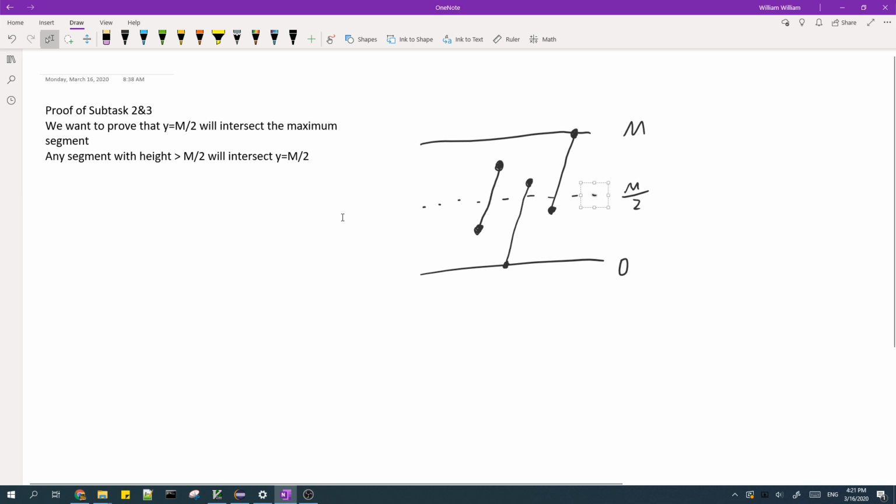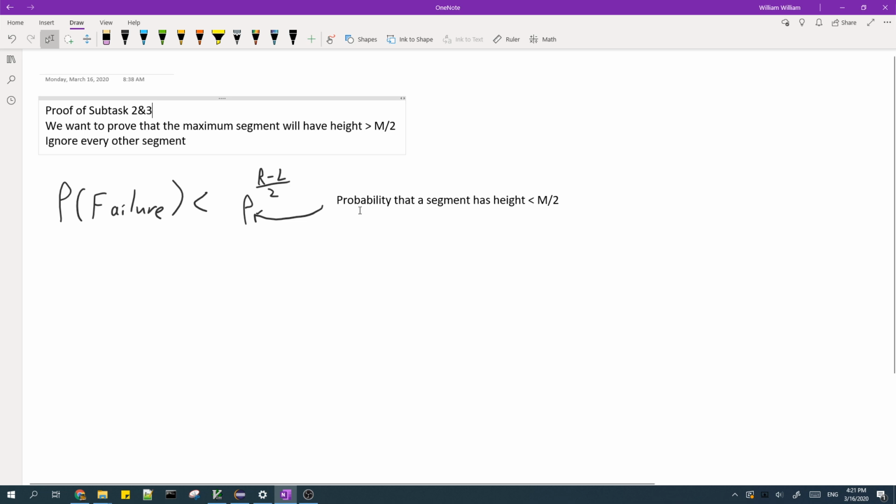So now we want to prove that the maximum segment will have a height greater than m divided by 2, because if the maximum segment has a height greater than m divided by 2, it means that the maximum segment will intersect the line in our question. So again, like in subtask 1, you ignore every other segment so that the probabilities for the segments are independent of each other. And we can bound the probability of failure by this expression here.